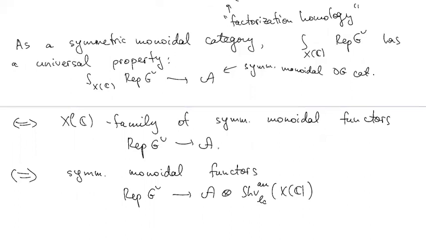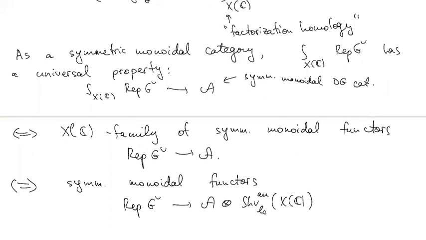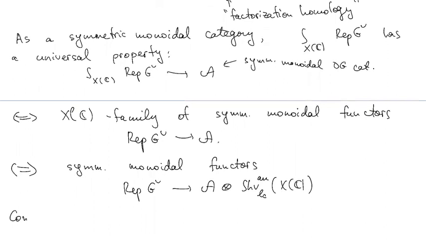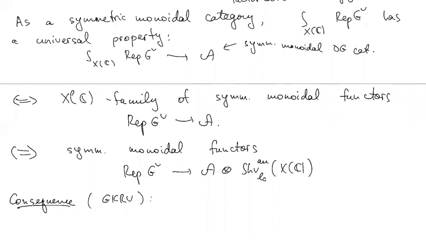So this kind of factorization homology thing has a universal property, and now it's a purely categorical thing. So we can try to use methods of categorical algebra to say something about it. A consequence of this is not very hard, but let me give a reference. This is in this four author paper, GKRV. Let me say two things.